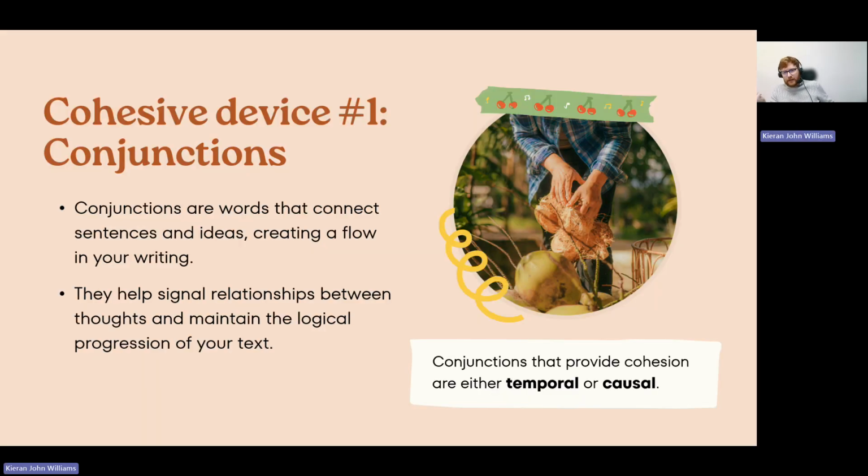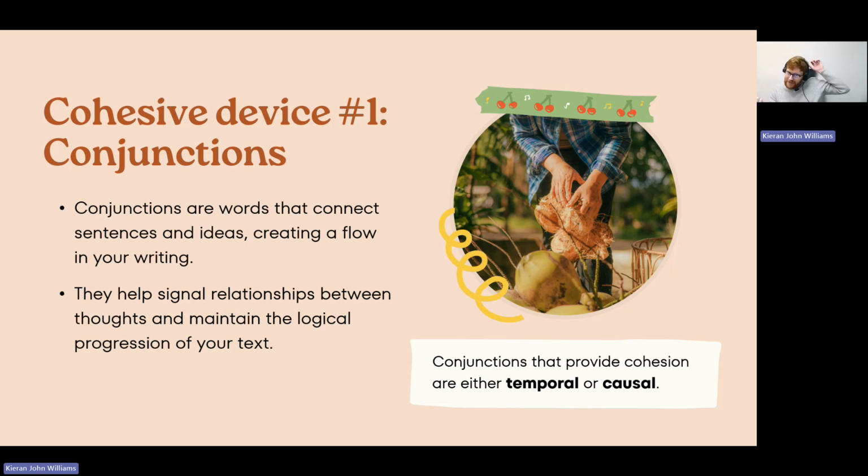So, let's begin with our first cohesive device today, which are conjunctions. Now, we've discussed conjunctions before, so if you haven't had a look already, have a look at our coordinating conjunctions, subjunctive conjunctions, correlative conjunctions. All of those videos should be on the screen now. Okay. So conjunctions are those words that connect sentences, connect ideas, help to create this flow.